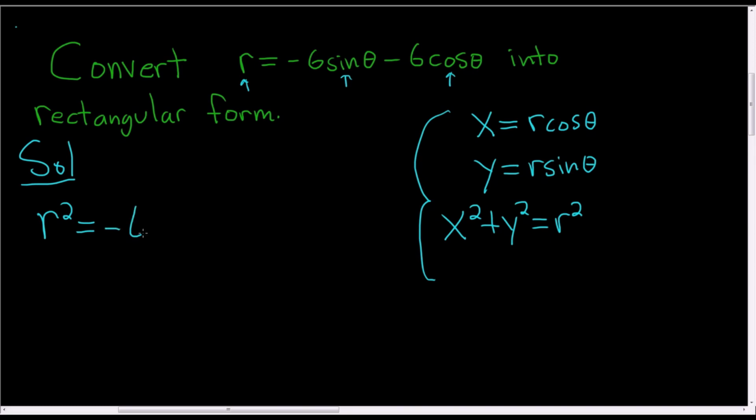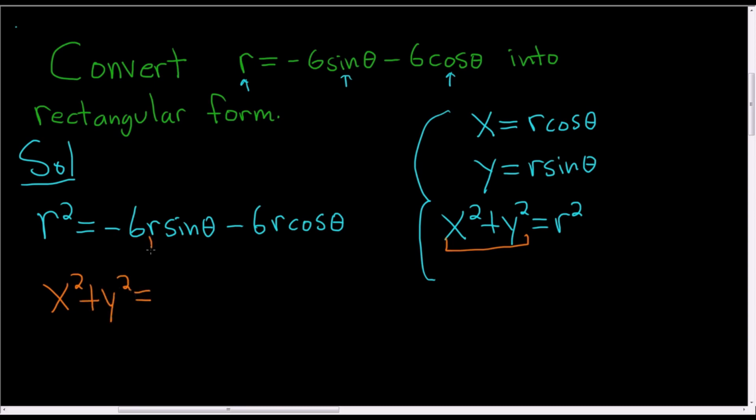So negative 6 r sine theta minus 6 r cosine theta. Now we know what r squared is. R squared is x squared plus y squared. So let's go ahead and replace that. So x squared plus y squared is equal to, and r sine theta, that's y, so this is negative 6y, minus, and r cosine theta is x, so minus 6x.